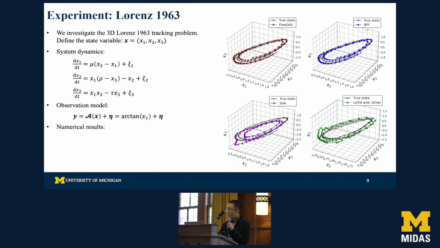If you compare to the particle filters, the diffusion model-based SDA method, and some recurrent neural networks, you can see that our method works very well, even compared to the particle filters, where the particle filters know the state transitions ahead. But our method doesn't know the state transition. We learn the state transition from our data.